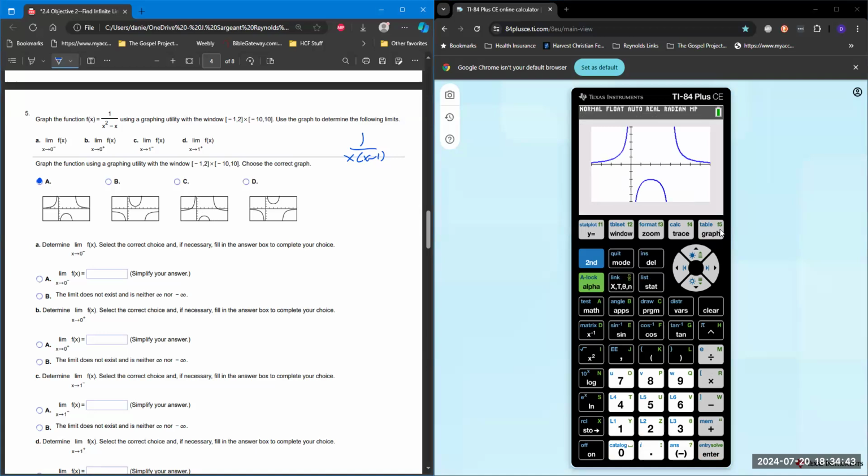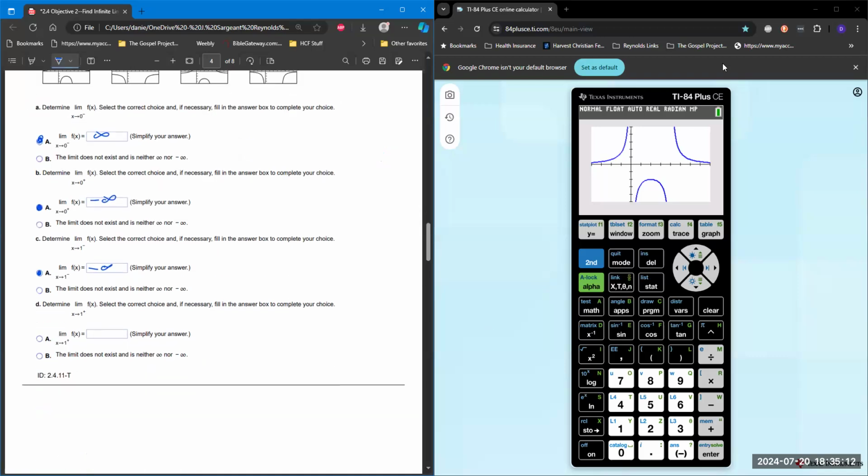So now that we have the graph, determine what happens as we approach 0 from the left. We go to positive infinity. As we approach 0 from the right, we're going to negative infinity. So as I approach 1 from the left, it's going to negative infinity. 1 from the right, it's going to positive infinity.